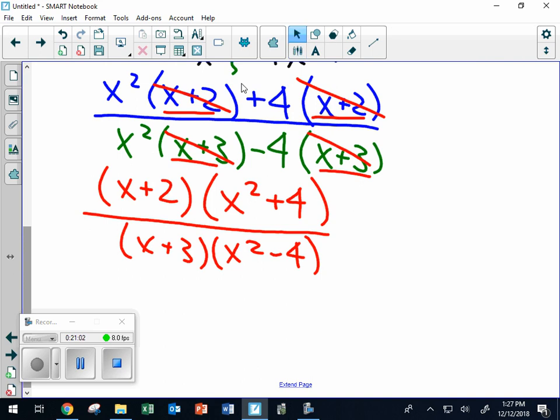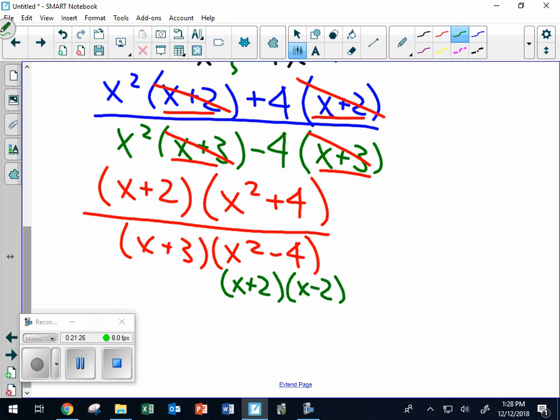Now here is why completely factoring is so important. If you look at this, does anything cancel? Not in this current state, no. But is it completely factored? No. George, what do we have to do? You can do the x squared minus 4, so that is the x plus 2 and x minus 2. This x squared minus 4 becomes x plus 2, x minus 2.